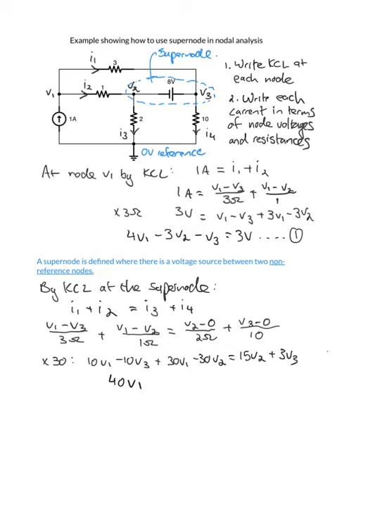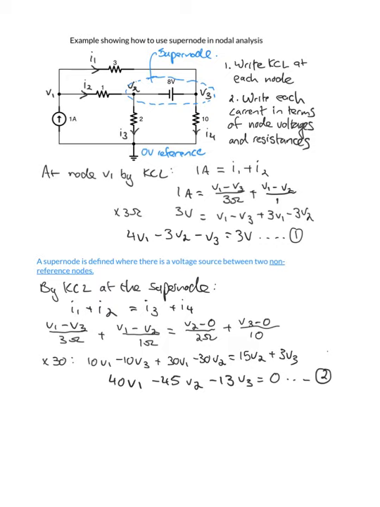40V1 minus 45V2 minus 13V3 is equal to 0. And that's the second of the three equations that we need to solve for the three unknown node voltages.